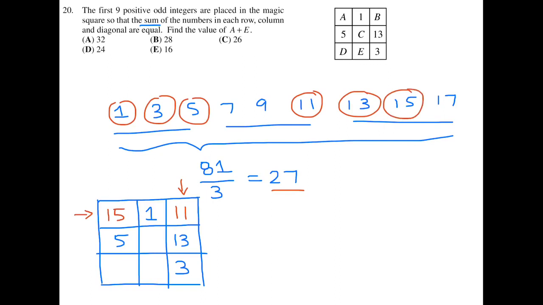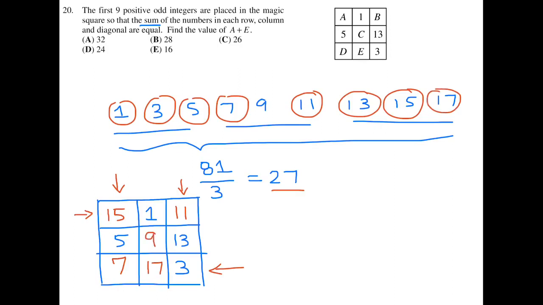Okay, moving right along. Now let's look at this one here, this column. 15 plus 5 plus some number is 27, so that means that's 7. And where do you want to go next? We can just do this one. 7 plus 3 plus some number is 27, so that must be 17. And therefore this in the middle is 9.